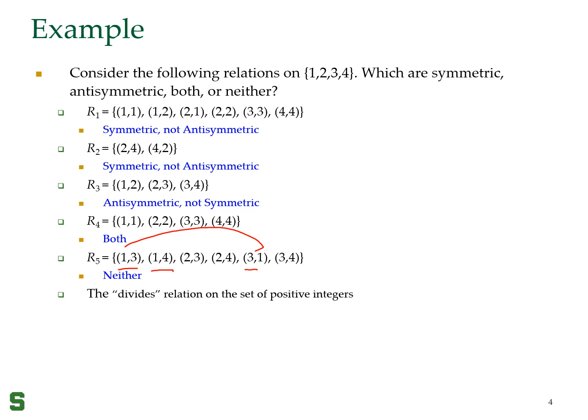If I look at the divides relation over positive integers, then it is antisymmetric because a number divides itself. In other words, if A divides B and B divides A, then A must be equal to B. That will make it antisymmetric. But it's not symmetric because 2 divides 4, but 4 doesn't divide 2.